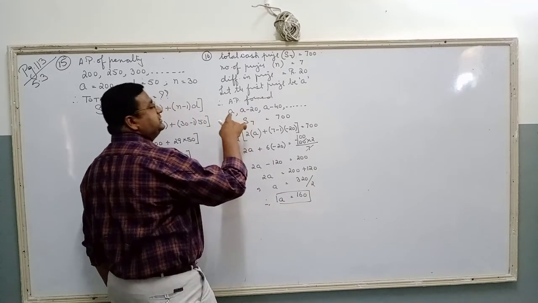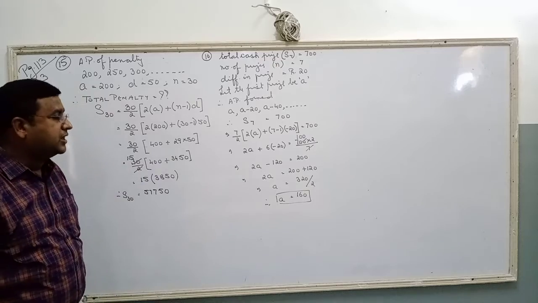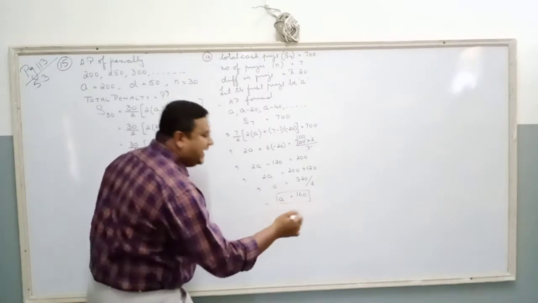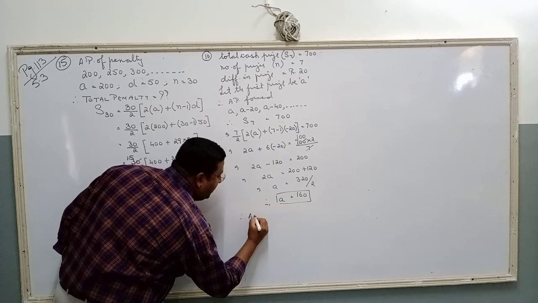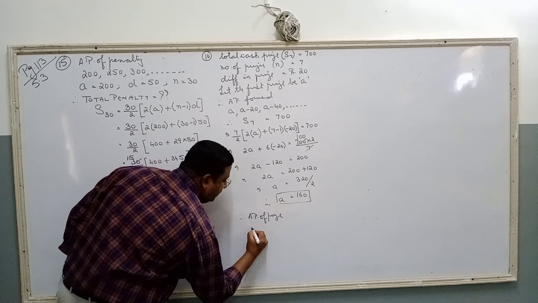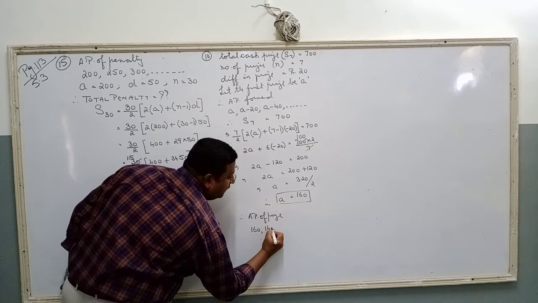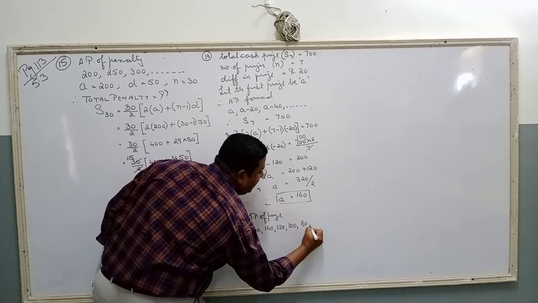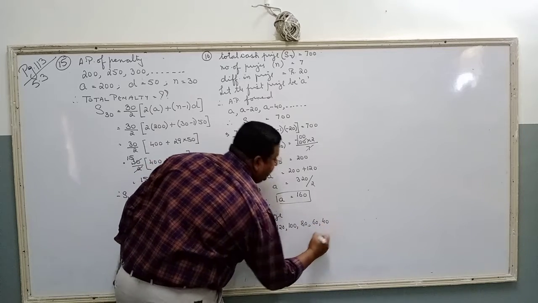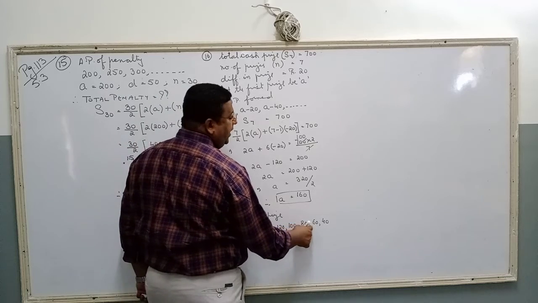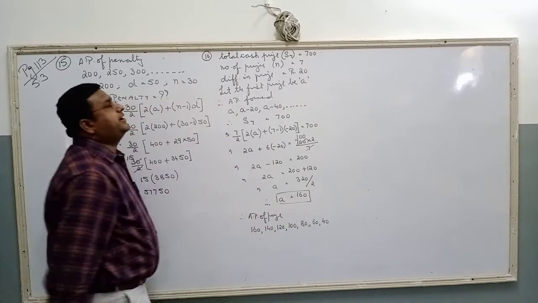That means the first cash prize is how many rupees? 160. So the next consecutive one will be 20 less. So therefore the AP of prizes: first prize 160, next one 140, next one 120, 100, 80, 60, 40. 1, 2, 3, 4, 5, 6, 7 prizes.